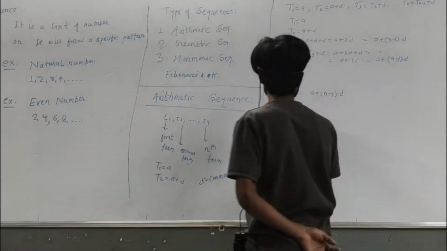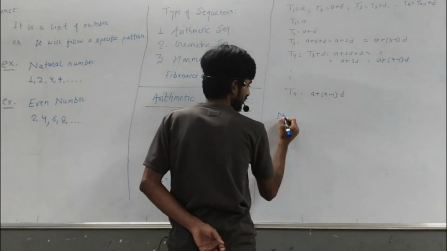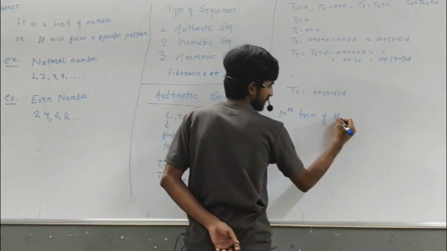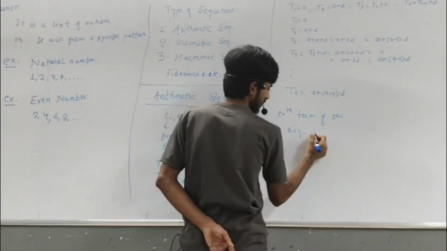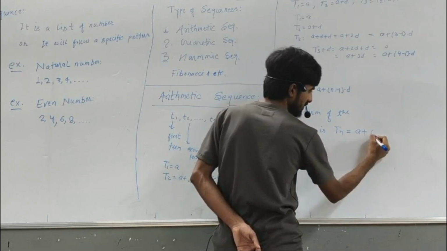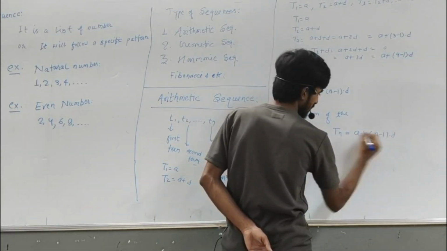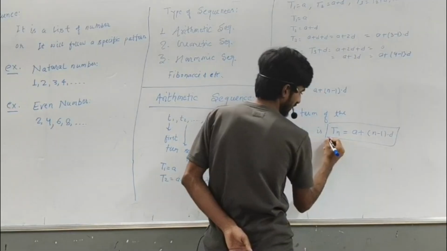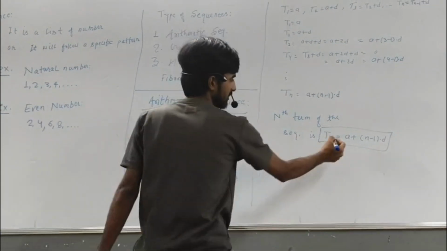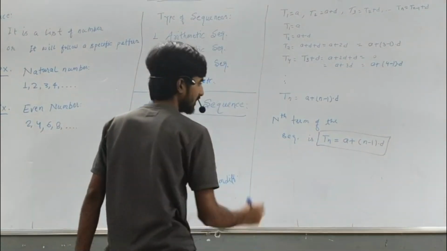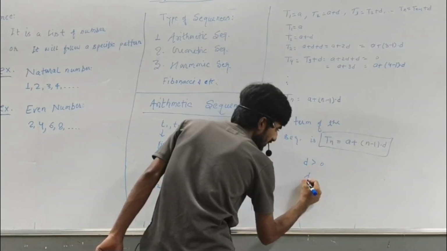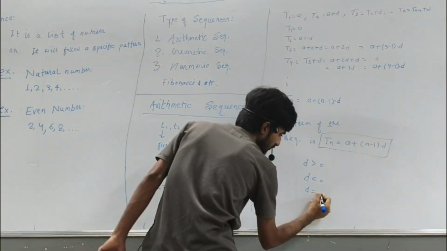Now we have an expression for the nth term of the sequence: Tn is equal to A plus n minus 1 into D. Here D is the common difference, A is the first term, and n is the term number. Here D can be positive, D can be negative, D can be 0.